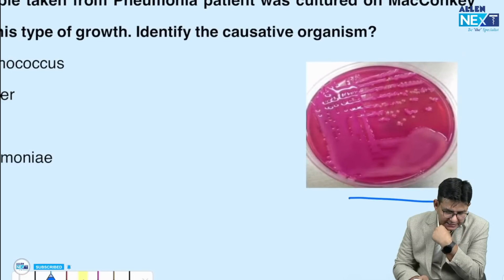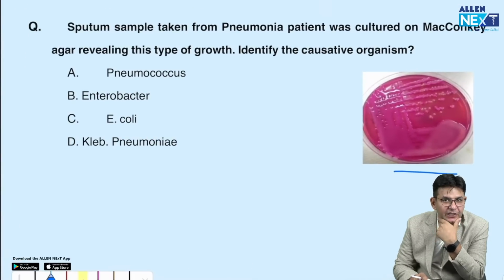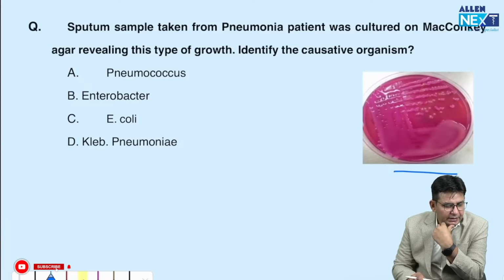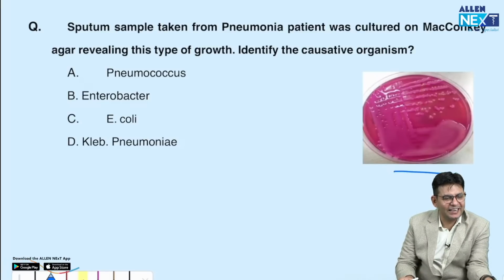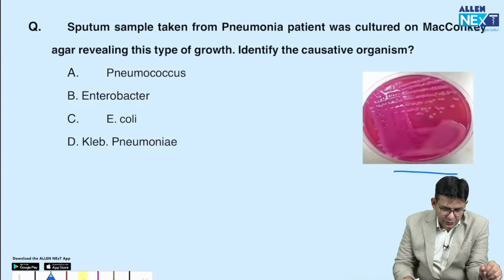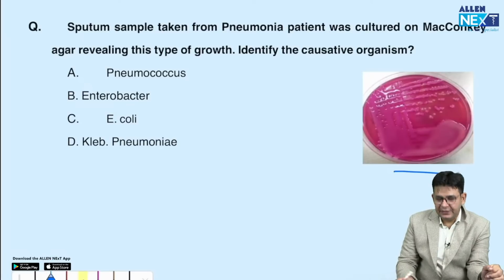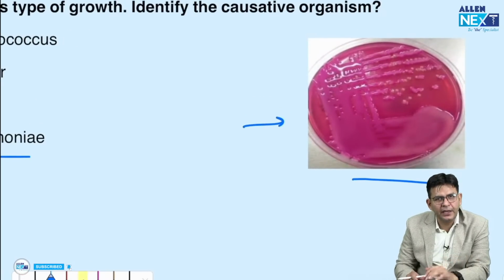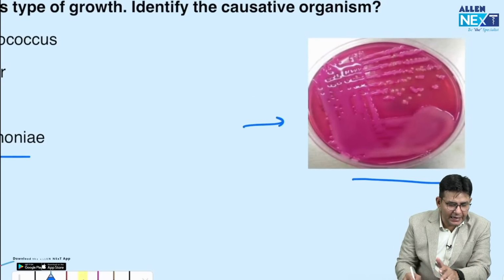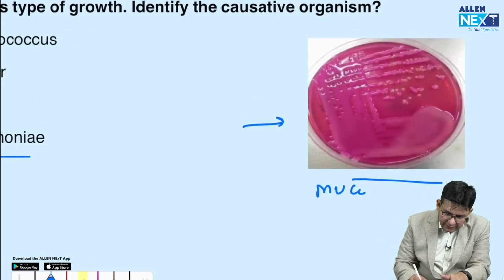There is a mucoidness in this, and mucoidness is a feature of which particular bacteria, guys? Abdul is on the right track. Okay, Abdul in the chat box is on the right track. It is towards the Klebsiella, guys. So they can very well relate it with this particular picture, and they can show you this MacConkey agar. This is MacConkey agar.